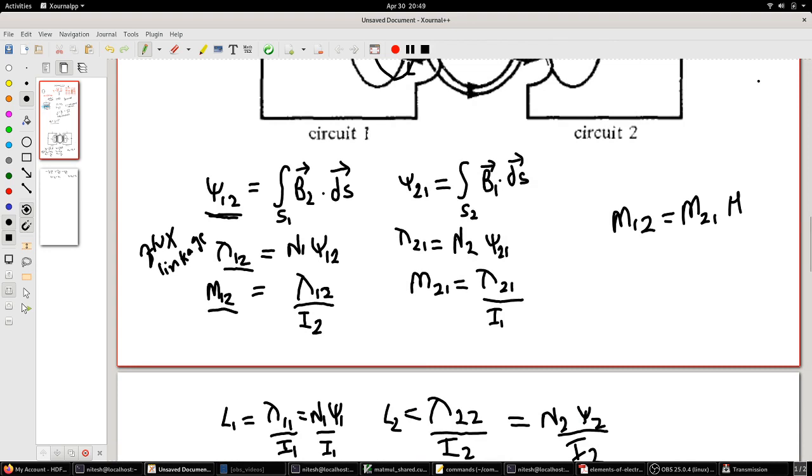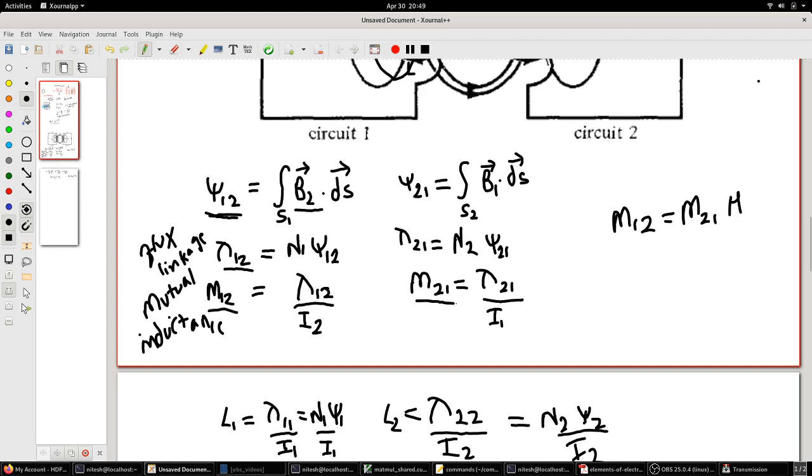Now the inductance M12 is lambda12 by I2. I2 is the current which is causing the magnetic field B2. This is called a mutual inductance. This is the mutual inductance in circuit 1, due to the flux linkage caused by the current I2, which produces the magnetic field B2, and that B2 passes through circuit 1. So that factor determines your mutual inductance M12.